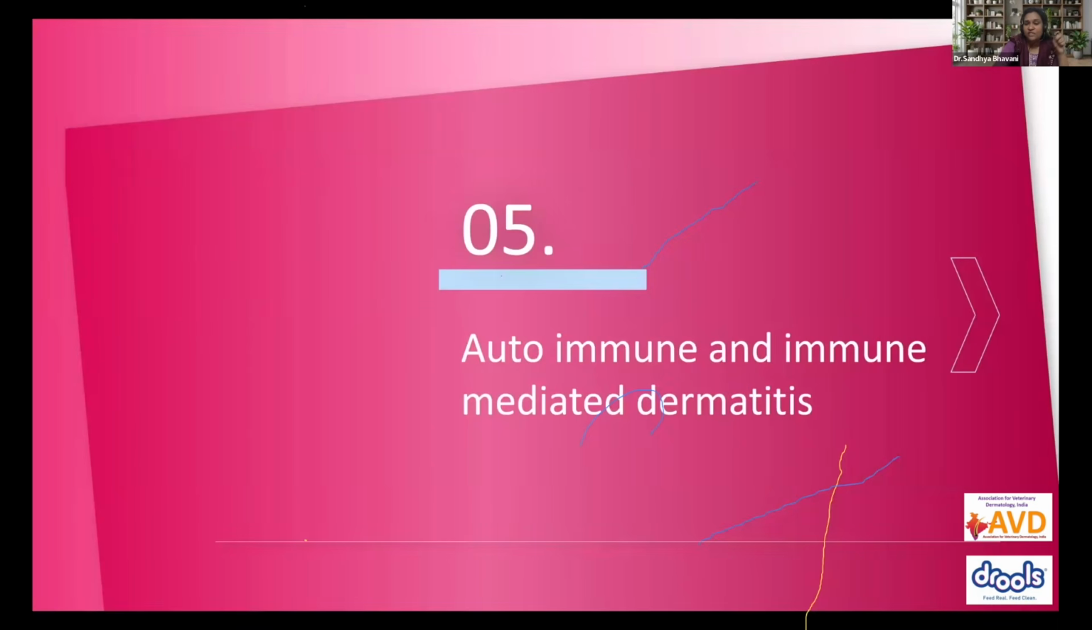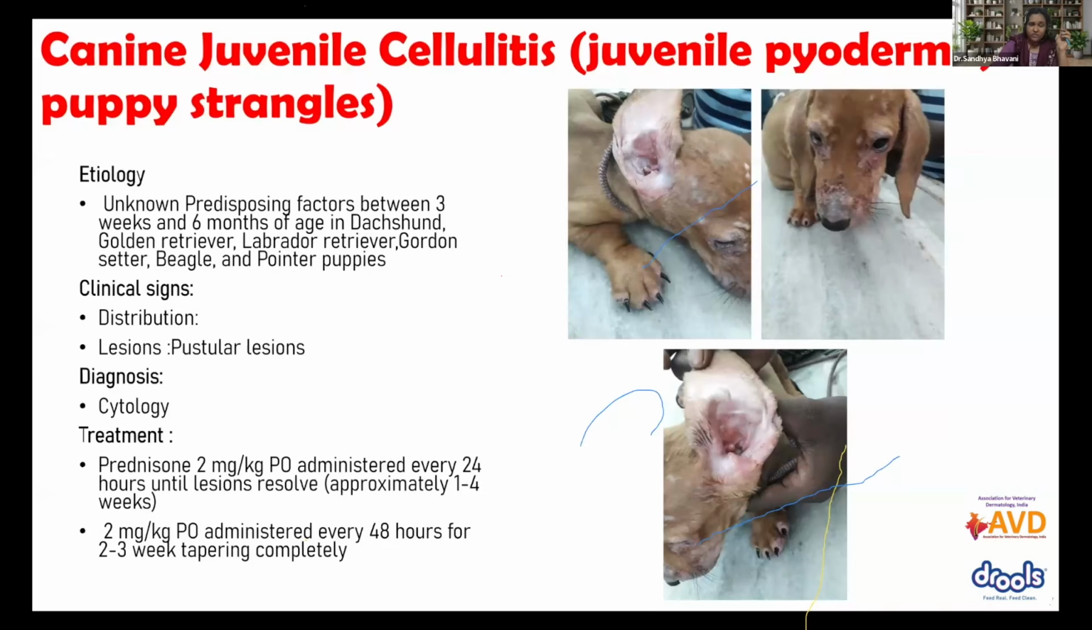So the next thing is autoimmune and immune-mediated dermatitis. The first one is canine juvenile cellulitis. It is also called juvenile pyoderma or puppy strangles. It is of idiopathic cause. We don't know why the immune system is triggered. It occurs from the age of 3 weeks to 4 months. Dachshunds, Golden Retrievers, and Labradors are most commonly affected.